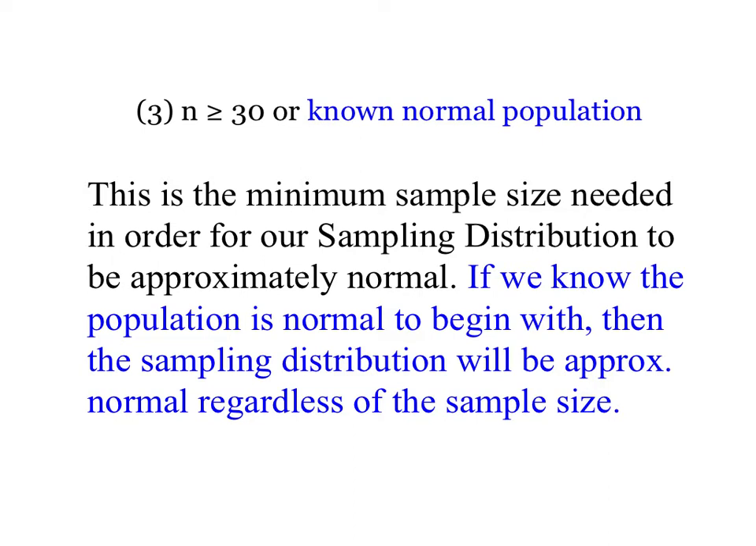Number 3, n has to be greater than or equal to 30 or a known normal population. So this is the minimum sample size needed in order for our sampling distribution to be approximately normal. Now, if we know the population is normal to begin with, then the sampling distribution will be approximately normal regardless of the sample size. So there's kind of two situations to deal with here, okay? If it says the population is normal in the question, then we can assume the sampling distribution is. If there's no information about that in the question, then we're looking for the sample size to be 30 or more.